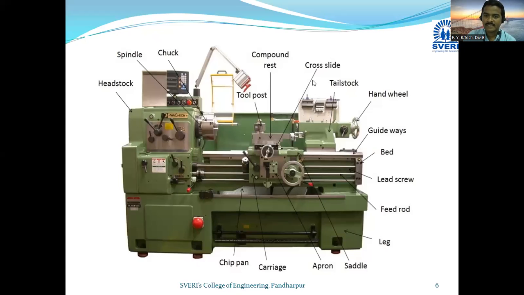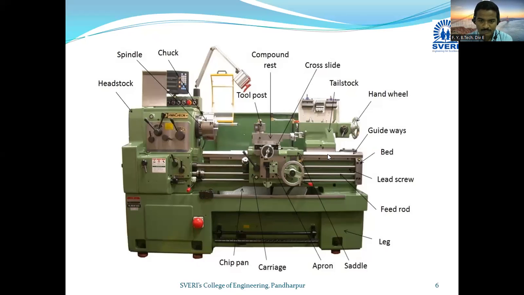Then second part is carriage. That is carriage, so you can see the arrow. This carriage is located in between headstock and tailstock. This is the complete carriage part. This carriage slides along the guideways, which may be a linear motion, transverse motion or longitudinal motion.